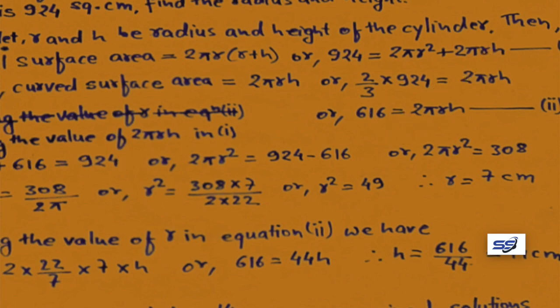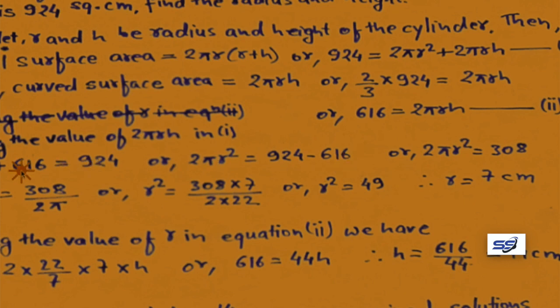On putting the value of 2 pi R H in equation 1, we get 2 pi R square plus 616, the value of 2 pi R H, is equal to 924, or 2 pi R square is equal to 924 minus 616.